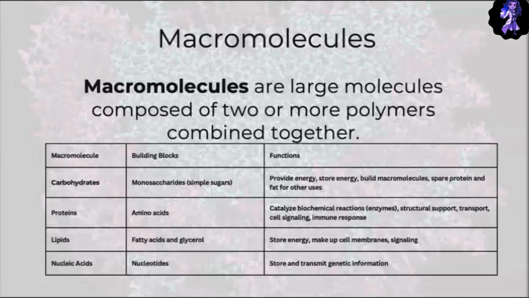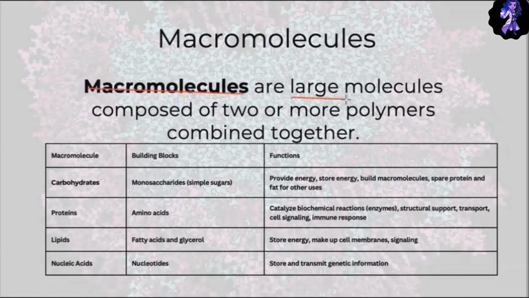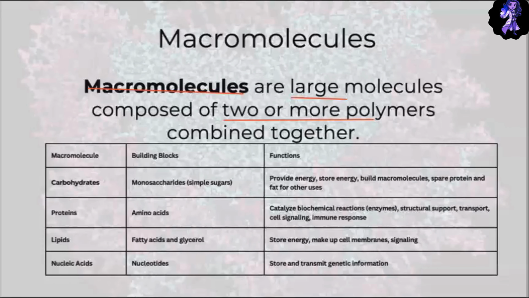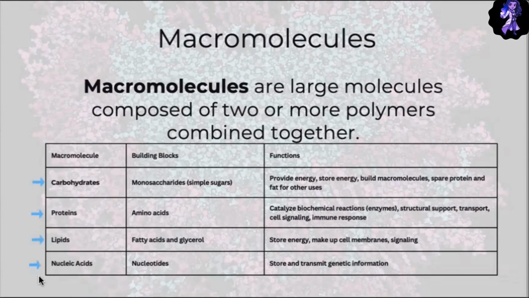When we talk about macromolecules in general, we're talking about large molecules that are composed of two or more smaller units combined. Basically, we're taking building blocks and building them together to form four giant macromolecules, which will be the basis of the unit. Those four macromolecules include carbohydrates, proteins, lipids, and nucleic acids. These are the four major groups you're covering.